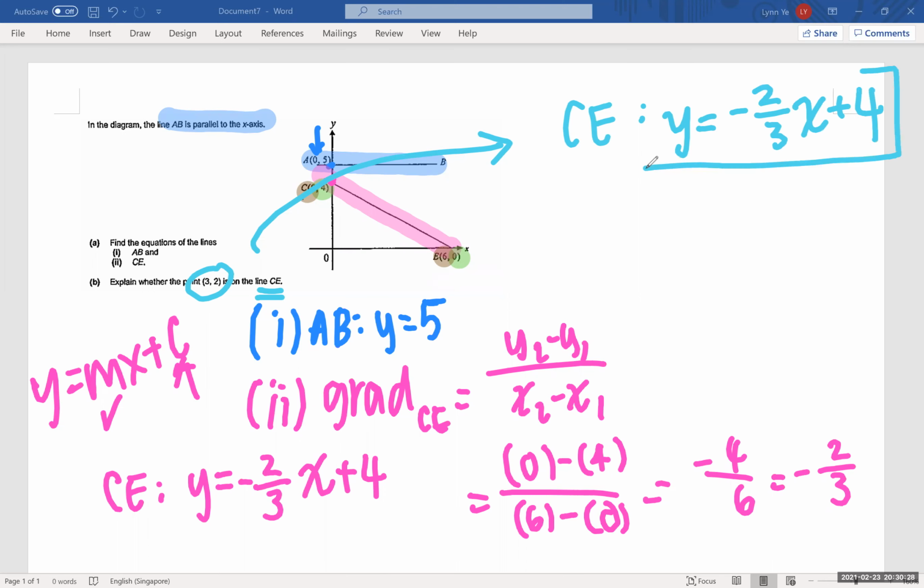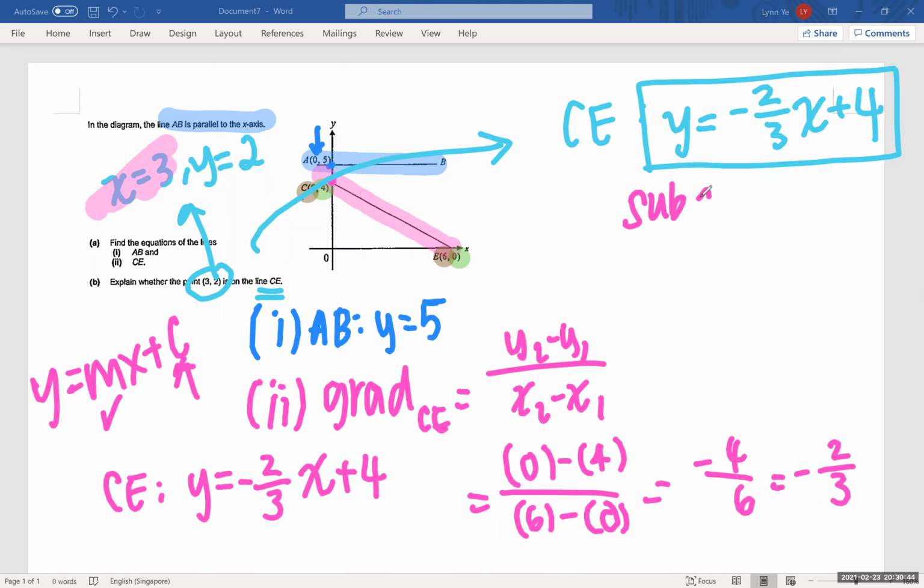Now that we have this equation, what do we have to do? So can you see this 3, 2 means x is equal to 3 and y is equal to 2. So what I always like to do is I like to focus on one of the values first, which is x is equal to 3. So what I'm going to do is I'm going to sub x equal to 3 into the equation first. So when I sub x equal to 3 into the equation, it needs to give me a y value of 2 in order to know whether it lies on it, right?